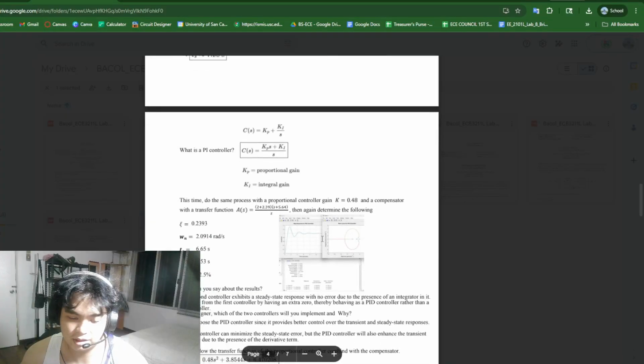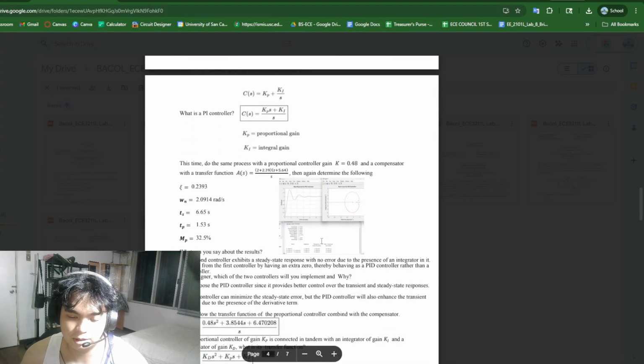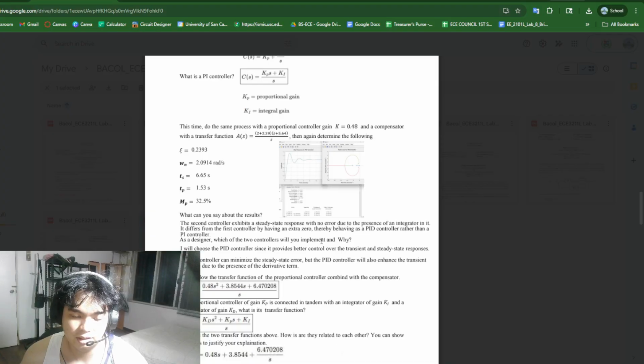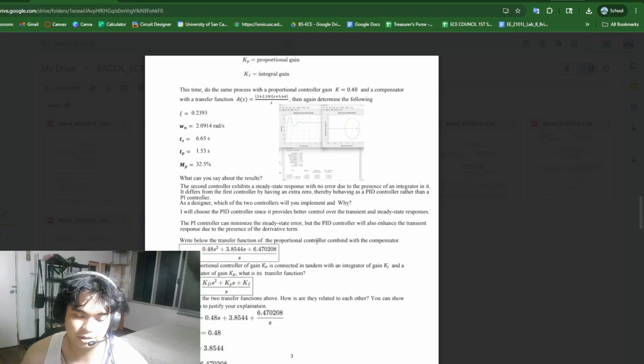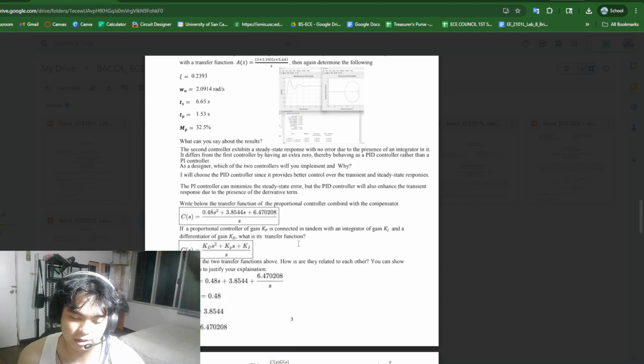So for the next part, I tested another compensator with a proportional gain of 0.48. This controller has an additional zero, so it behaves like a PID controller. Compared to the PI controller, the PID controller gives more control over both transient and steady state response. So in this experiment, I chose the PID controller because the derivative term helps improve the transient response, while the integral term helps reduce the steady state error.